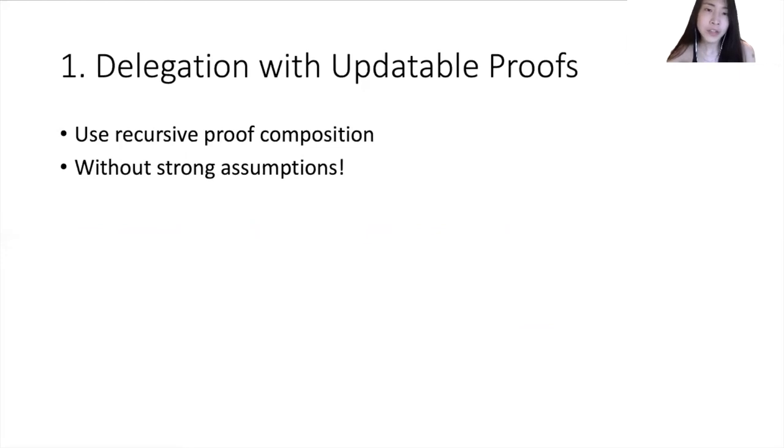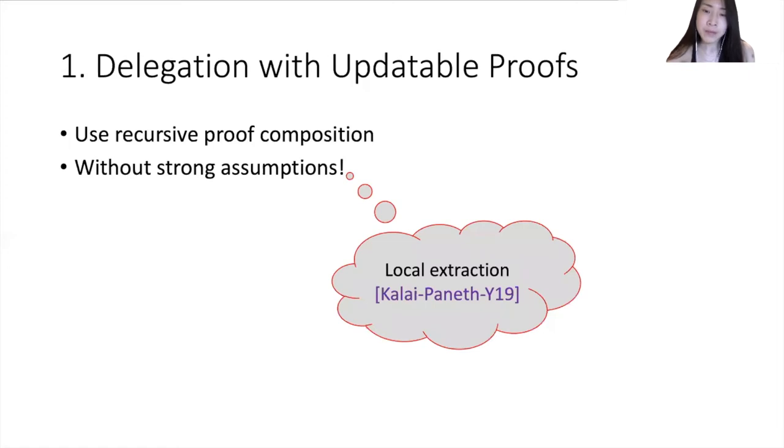So as I mentioned, previous works obtain updatable proofs, but based on pretty strong assumptions. And what we do is we use the same technique of recursive proof composition, but we show how to do this without using strong assumptions. In particular, we extend the idea of local extraction, which is introduced in KPY, in order to obtain updatable proofs under this bilinear group assumption.